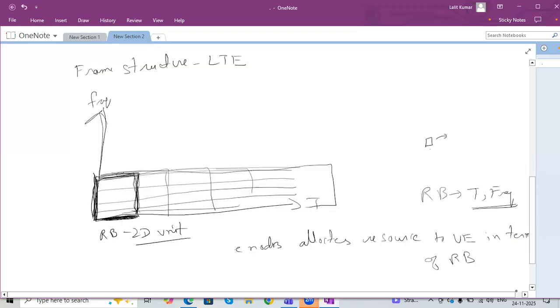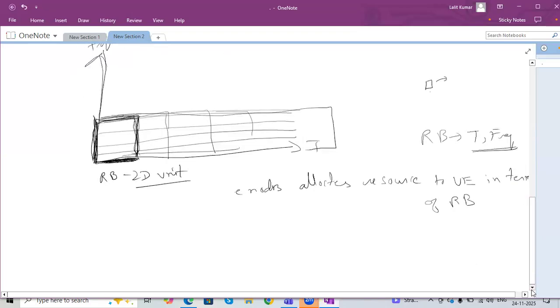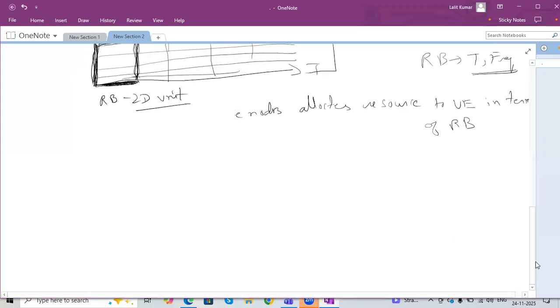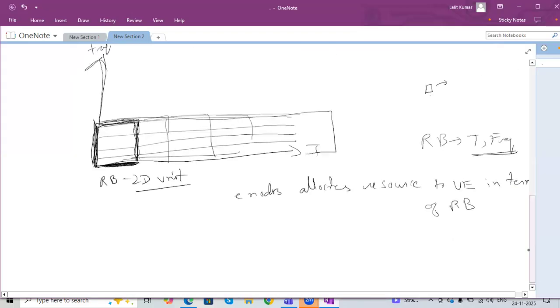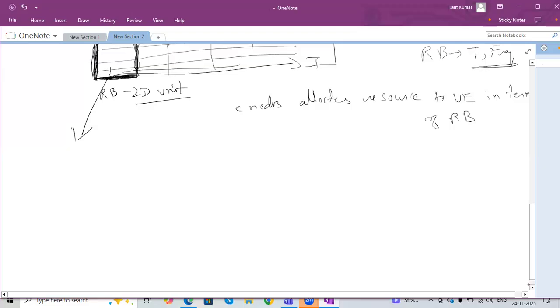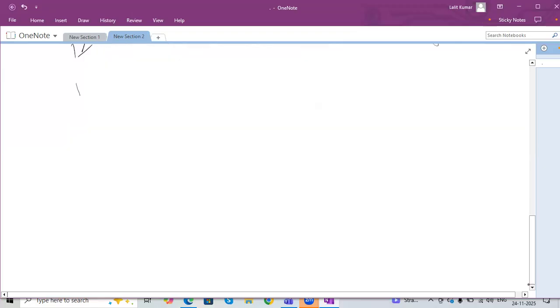And yes, I will show that zoomed view of one resource block. We'll see how this one resource block looks. So we'll focus on this part only. I'm trying to zoom that resource block. Let us say it will look something like this. That one resource block only I'm taking.